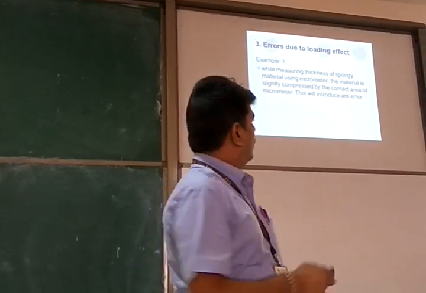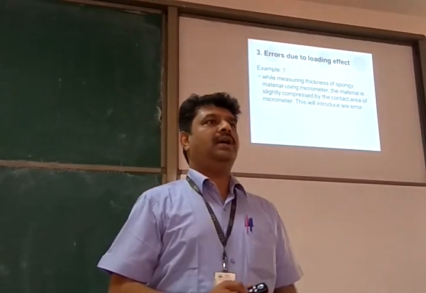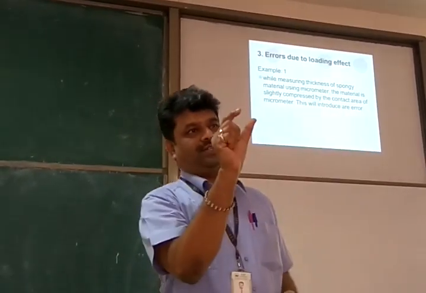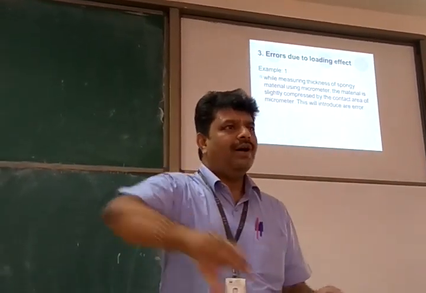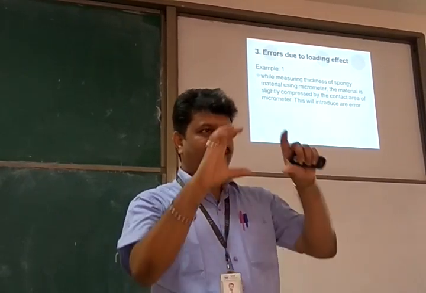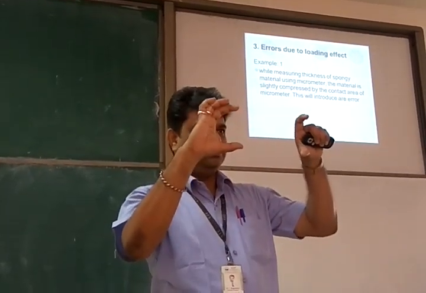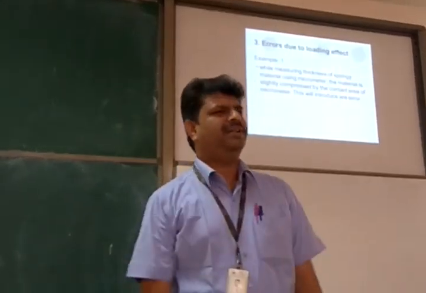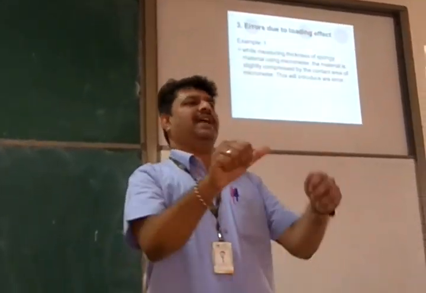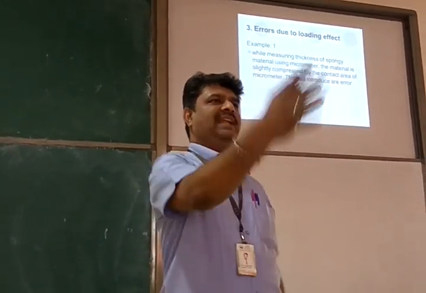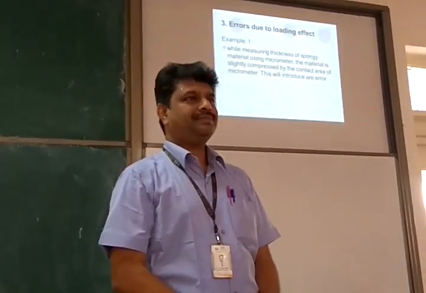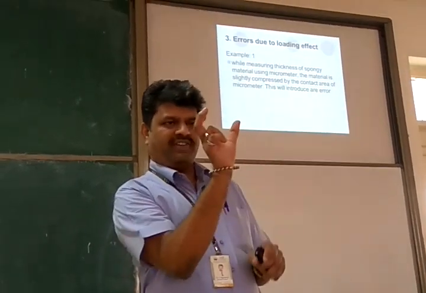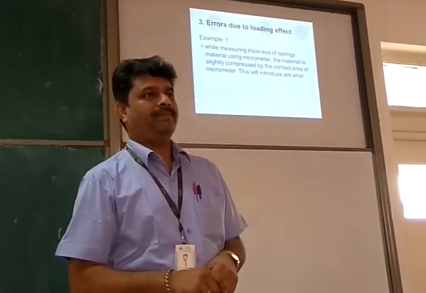Now, let's take an example. Alan, suppose I give you a sponge, the kind your mom would have used for wiping or washing the grinder. A big sponge. I want the exact measurement using a micrometer or vernier caliper. I give you a vernier caliper and ask you to measure. What will you do? I just want the width of the sponge, without compressing it.